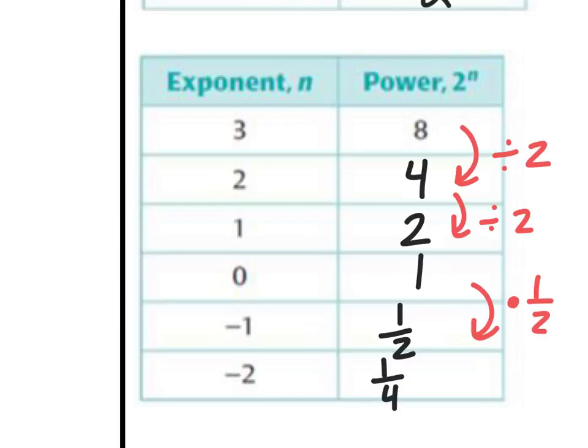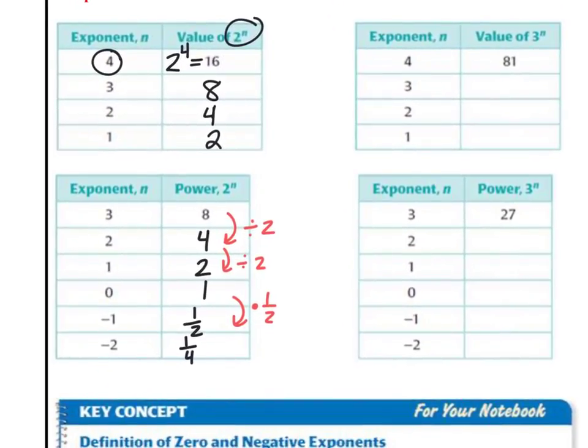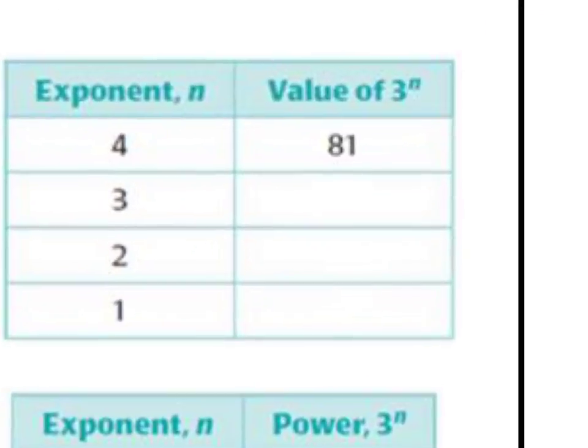Okay, let's look at this right now. You may have noticed something interesting. All of a sudden, when we got to negative exponents, we got fractions. When we had the 0 exponent, we had a 1. Let's do the right-hand side and see if we get the same type of result.